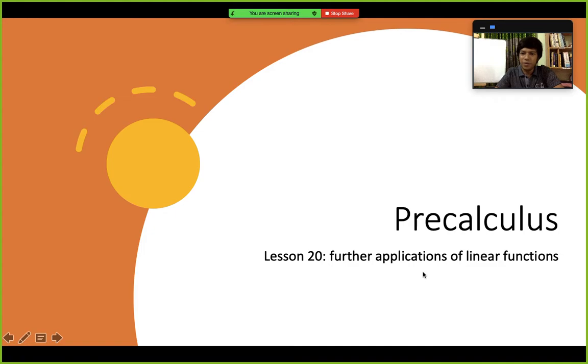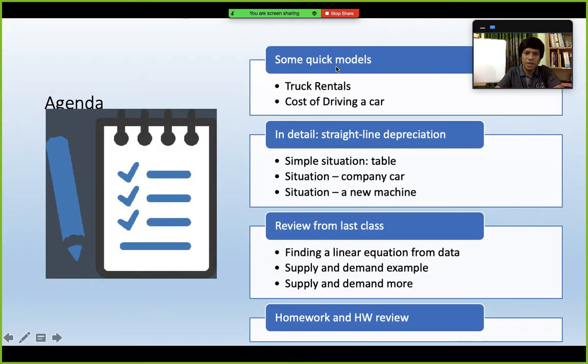In this lesson we will discuss some further applications of linear functions. These are today's agenda. First of all, we will discuss two quick models based on truck rentals and cost of driving a car. Then in detail we will discuss straight line depreciation, which will come up, you will see. And there are three situations from this same topic, similar kinds of problems, all of them.